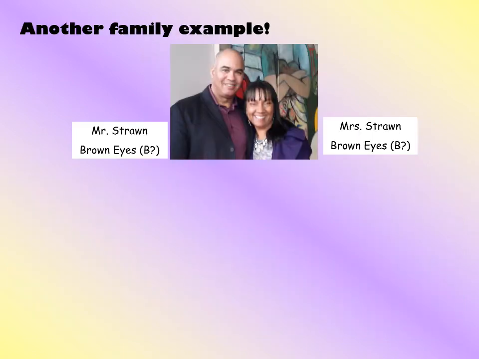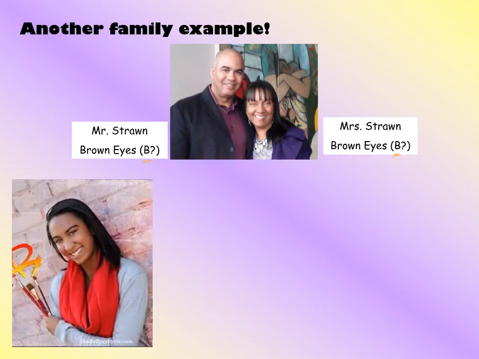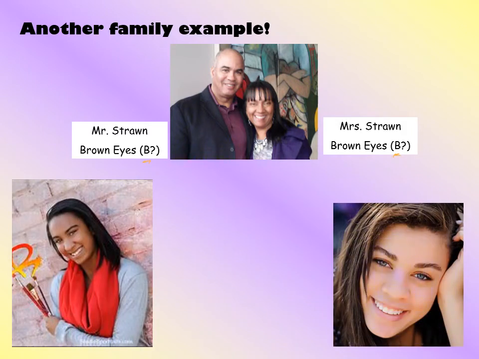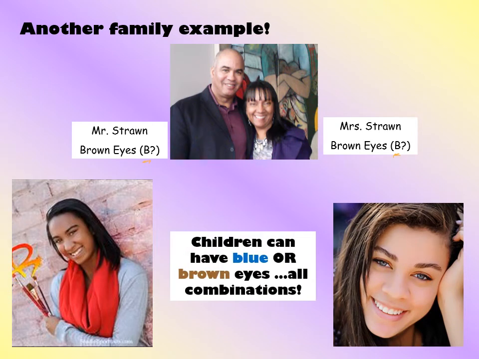In Miss Strong's family, her and her husband both have brown eyes, which would be a capital B, but you don't know what their other allele is until you look at their daughters. So she has two daughters. And what do you notice about their eye color? So in her family, she has a child with brown eyes and a child with blue eyes. So what does that tell you about her and her husband's genotype?